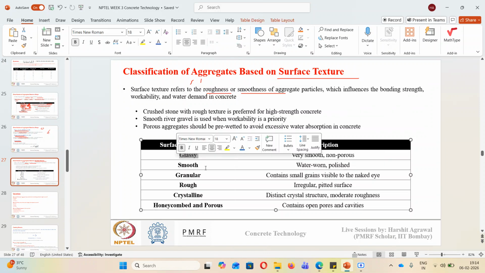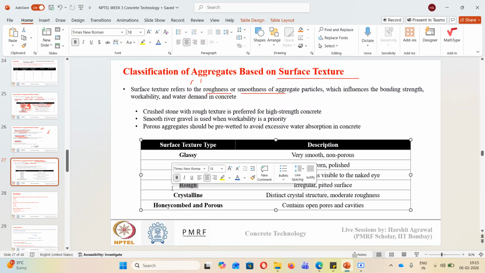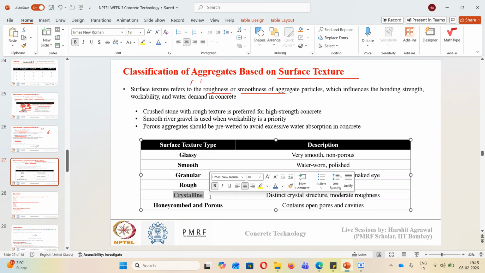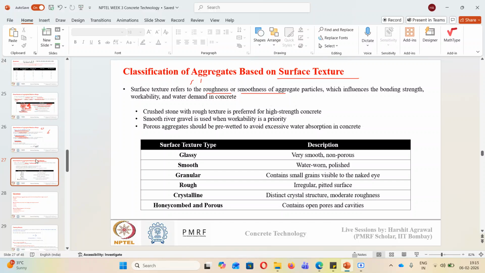Okay, so surface texture again is of different types. There is glassy aggregate, which are very smooth. Then there are smooth aggregate, which are like polished, not very smooth but not rough. There is granular aggregates which contain small grains on the surface. There is rough aggregates which are irregular and have pits on the surface. There is crystalline aggregate, okay, and there is honeycombed or porous aggregate, okay, which have a lot of pores, so they have a lot of water demand in them. Okay, so this is how based on the surface texture also we can classify aggregate.